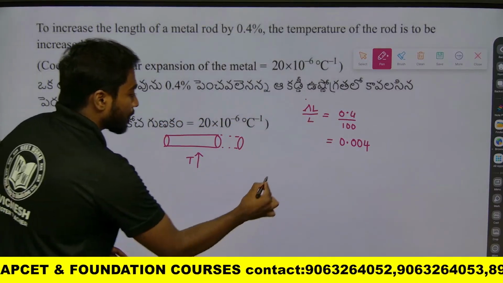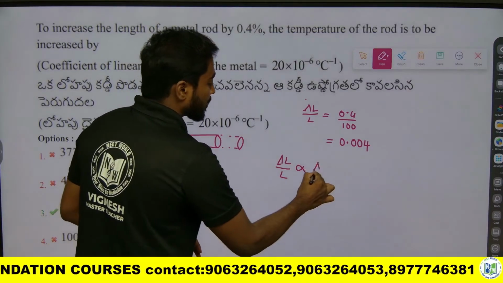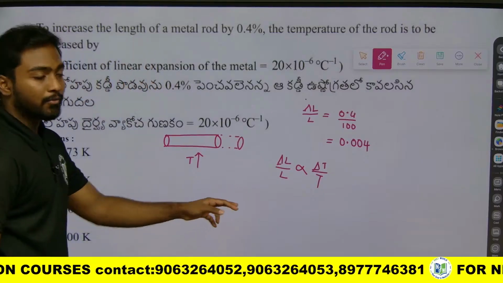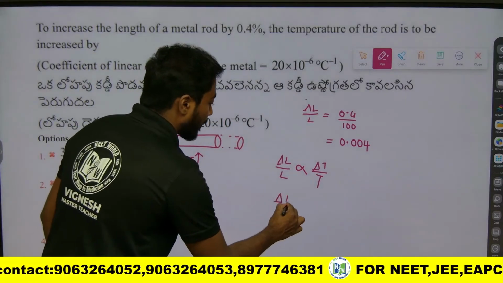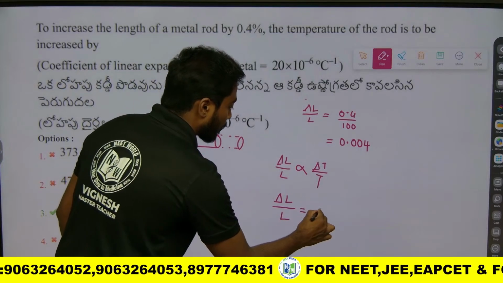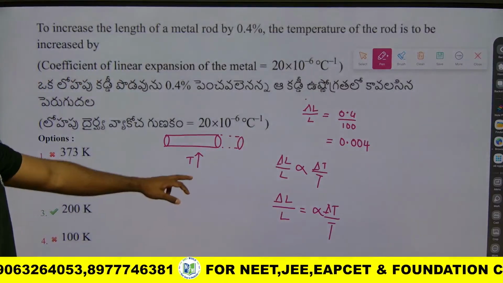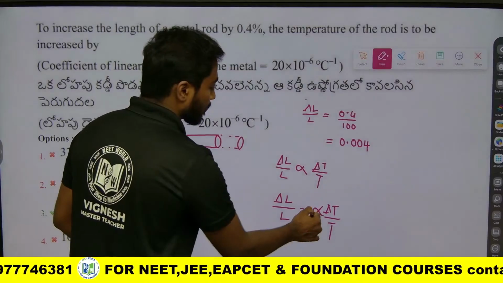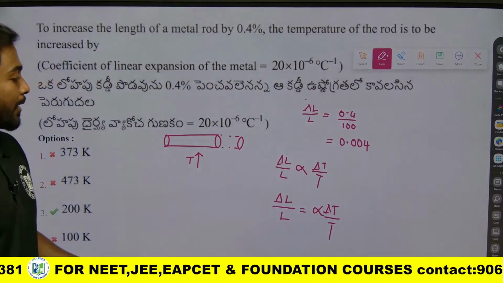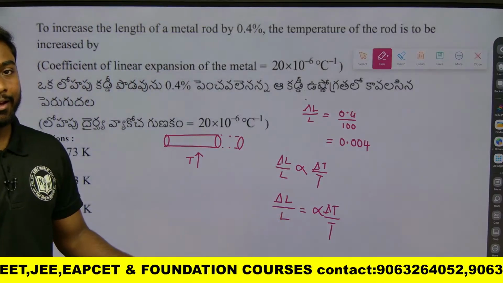We know that change in length by length is directly proportional to change in temperature. Like if temperature increases, length increases. So to remove the proportionality, we add a constant, so it is equal to alpha delta T. So alpha is nothing but the coefficient of linear expansion. Okay, coefficient of linear expansion. So alpha, beta, gamma will be there. So volume expansion and area expansion also is there.